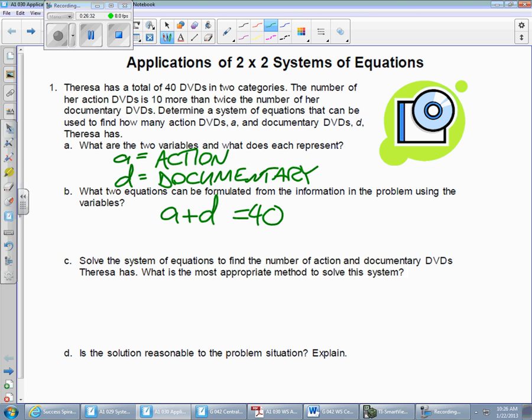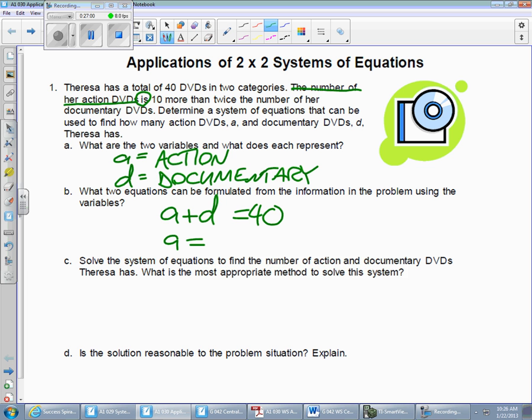Okay, well, let's just start off with this. Action DVDs, A. That's the variable A, right? So if you wanted to, you could just say, all right, I've taken care of all of that. That is A. And it says "is." What's "is" in a math problem? Equals. The word "is" typically means equals.